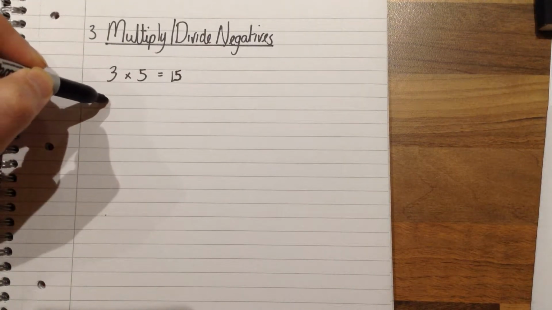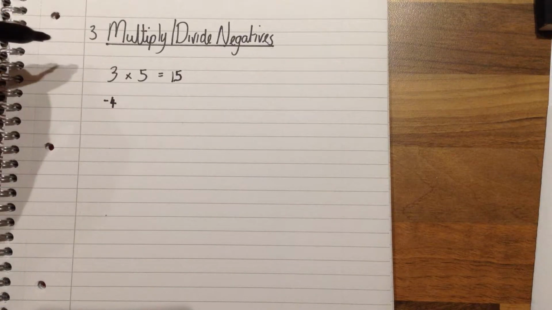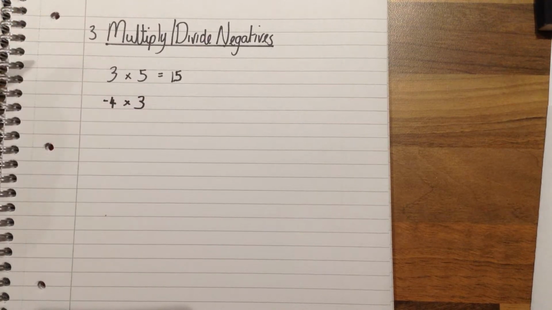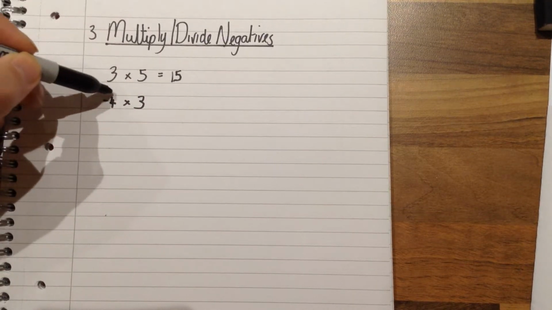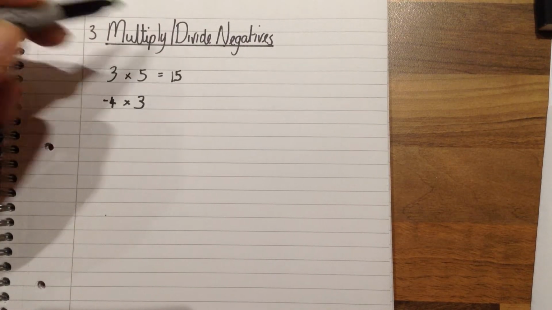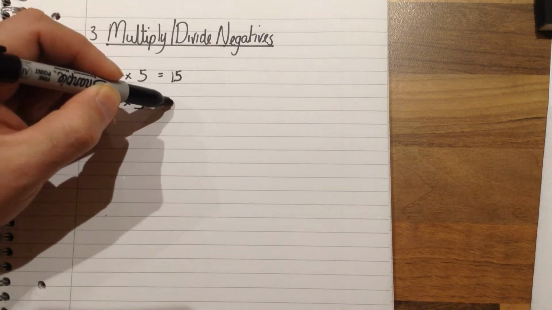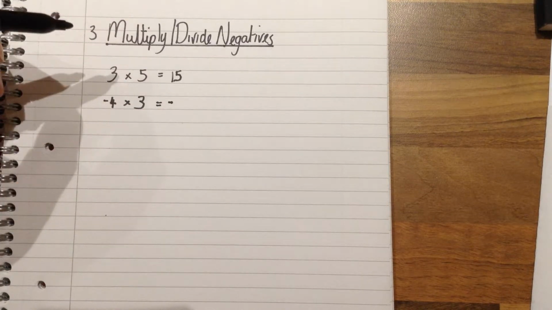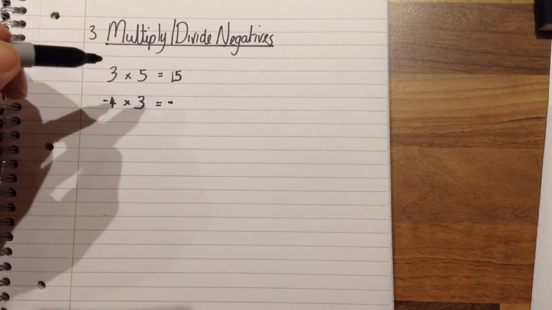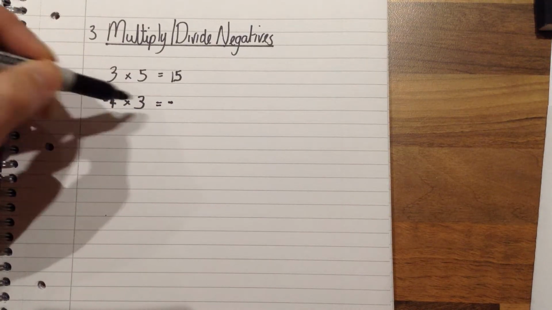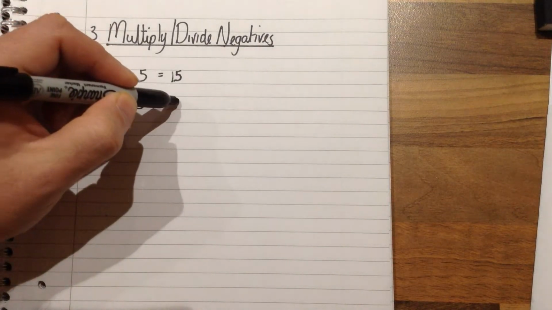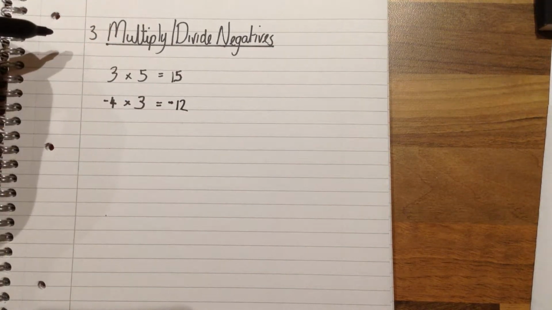If we now introduce a negative number, so here we've got negative 4 times positive 3, when we've got one negative number and one positive number, our answer, whatever it may be, must be negative. So if you've got one negative, one positive, the answer will definitely be negative. 4 times 3 is 12, so negative 4 times 3 will give us negative 12.